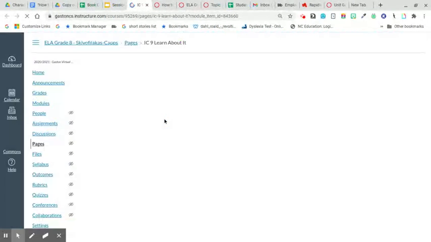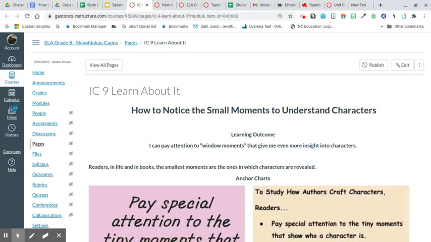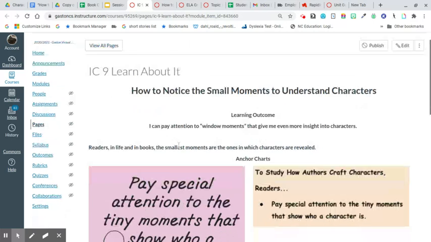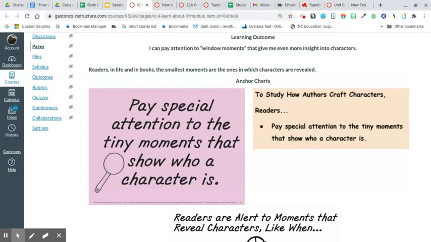So, learn about it is the anchor chart. I know sometimes you guys think these aren't important, and you probably wonder why teachers make them. But then at times in my classroom, I have seen students look at them when they didn't realize they were looking at them to glean some piece of information. So we're looking at those. They call them window moments here. I did not call them window moments in the I can statement, but it's the same thing.